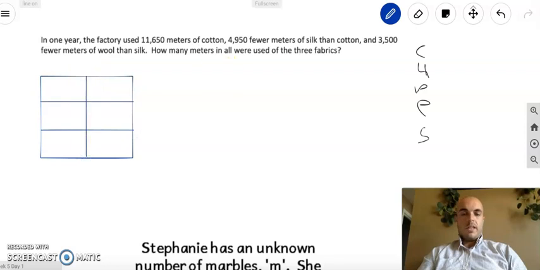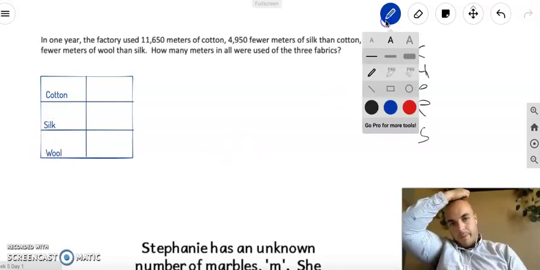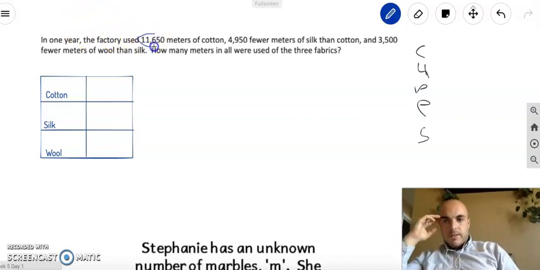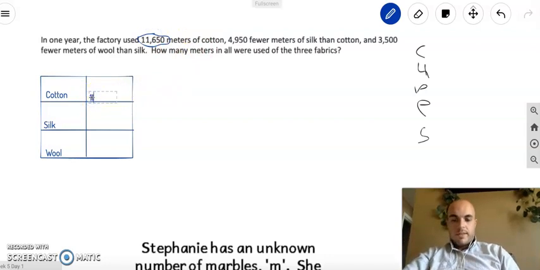This just really helps me organize my information. Makes it very easy to read. Okay, so we're looking for cotton, we're looking for silk, and we're looking for wool. All right, now we can get back into this. In 1 year, the factory used 11,650 meters of cotton. I'll put that right in since I see it.